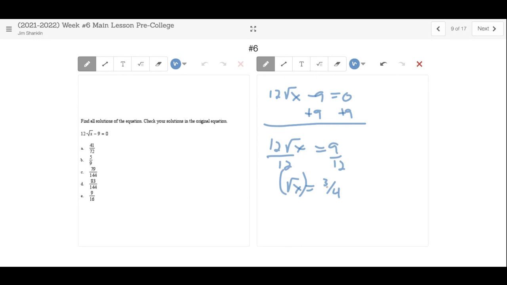And then I'm going to square both sides. And when you square a fraction, you just square the top and the bottom. It's going to be 9 over 16. Or letter E.